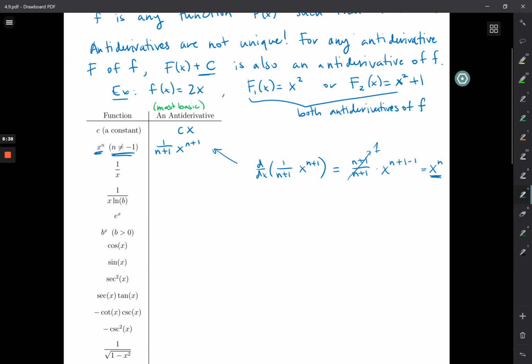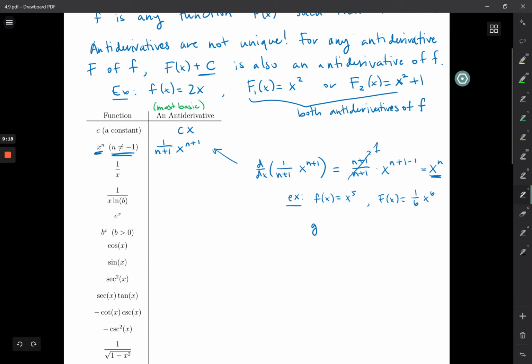Right, let me do an example of this. This is just an example of using this rule. On an actual function, let's say f of x equals x to the 5th, then the antiderivative will be x to the 6th, and then we have 1 over 6 as the constant out front. And you can double check that this would give you x to the 5th if you take the derivative.